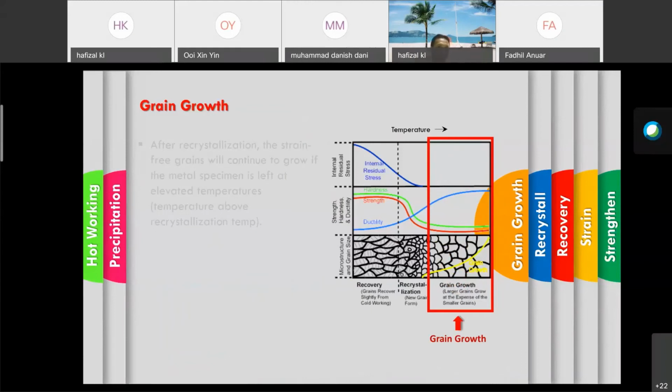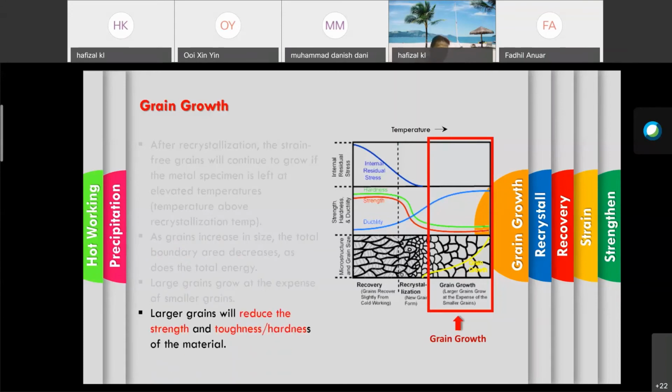After recrystallization, the strain-free grains will continue to grow, and finally we have a set of new grains taking place. We can see that the grain size is much bigger than before. So in this case the grain increases in size, the boundary area decreases, and thus so does the total energy. Larger grains will reduce the strength and toughness, and increase the ductility.